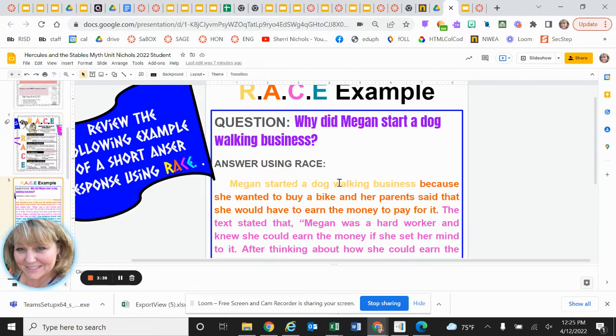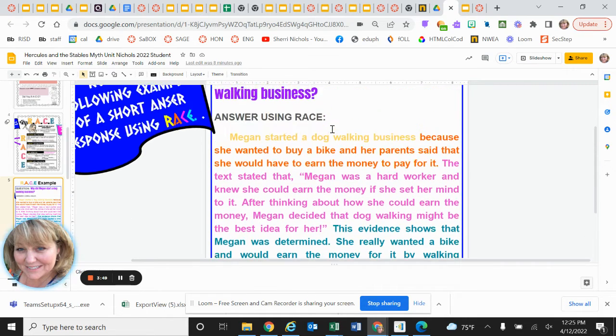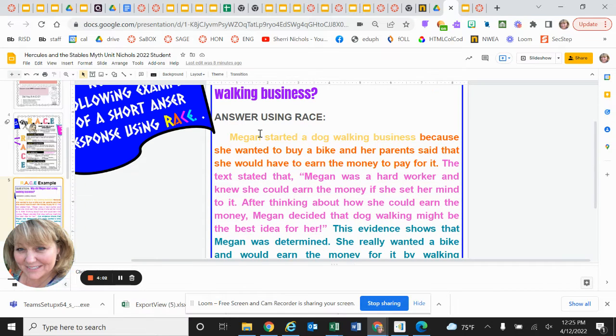So you're going to look at this following example. The question was, why did Megan start a dog walking business? And then you're going to answer, Megan started a dog walking business because she wanted to buy a bike and her parents said that she would have to earn money to pay for it. So that was your RACE. So that was your restate the question. Why did Megan start a dog walking business? Megan started a dog walking business. That's restating it. And then you give the answer, whatever the answer is given in the passage.